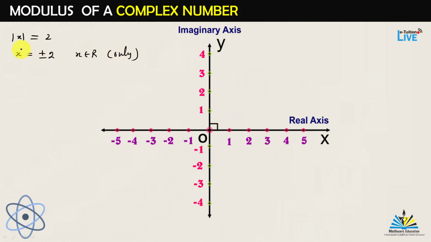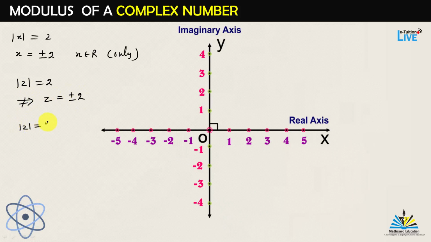And you can also say that if x is real, then the distance of x from origin is 2, then you will find these 2 points only, here 2 and minus 2. 2 and minus 2 are the solution. But if we have mod z is equal to 2, that doesn't imply that z is equal to plus minus 2.